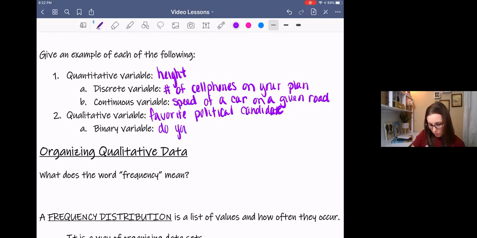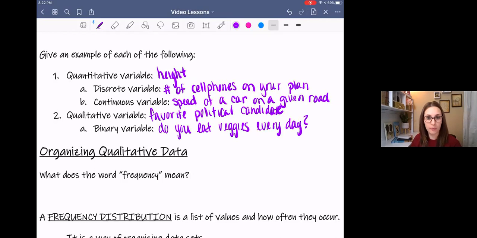Do you eat veggies every day? That would be a yes, no answer. Okay, so now that we know the difference between the types of variables, and hopefully you're able to decipher which one is which, then you have to decide how to organize your data. Organizing qualitative data looks different than organizing quantitative data. I always get those two words mixed up. They're very close, but they mean very different things.